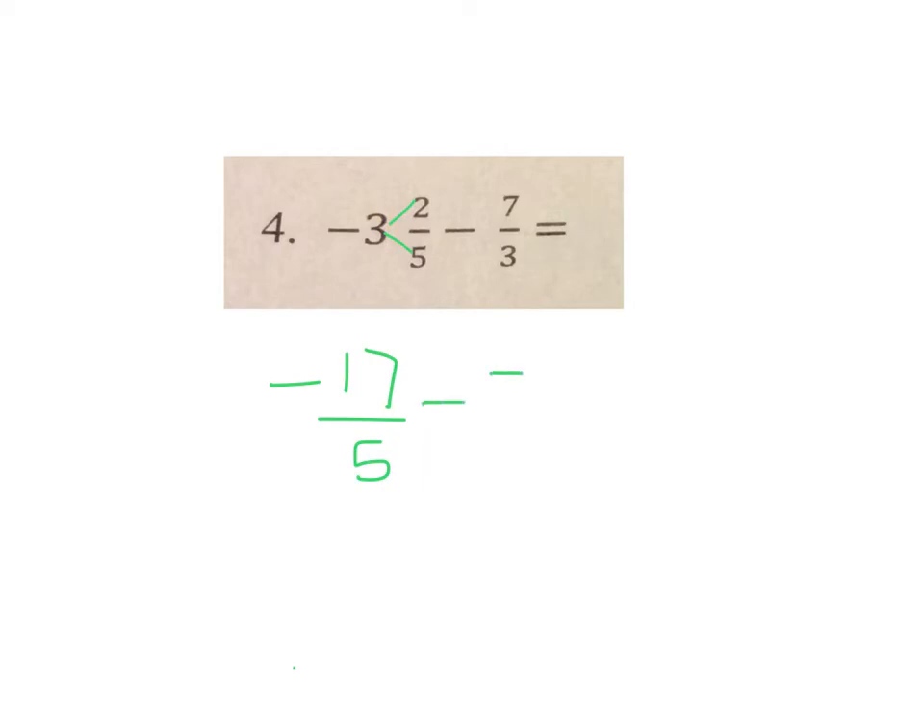And then minus 7/3. My common denominator is 15, so I'm going to make this over 15, make sure it's negative. Minus, this is over 15. So I have to multiply the first 5 by 3 to get 15.